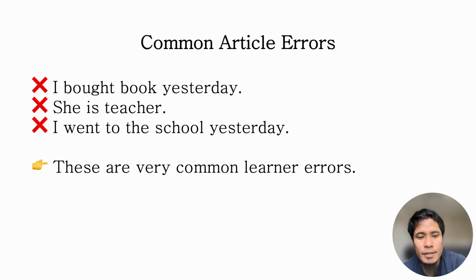In the third sentence, I went to the school yesterday. This one is slightly different. The article the is used, but it is unnecessary in this context. We are talking about school in a general sense, like attending classes. We usually say I went to school without the. So these examples show that article errors are not only about missing articles, but also about using them incorrectly.